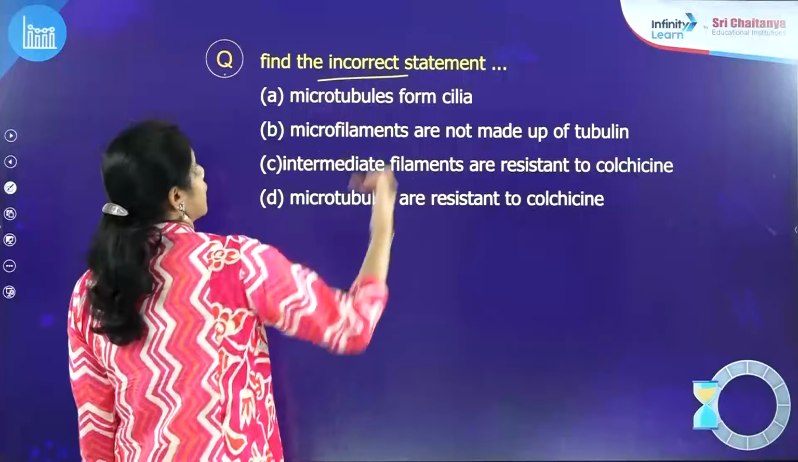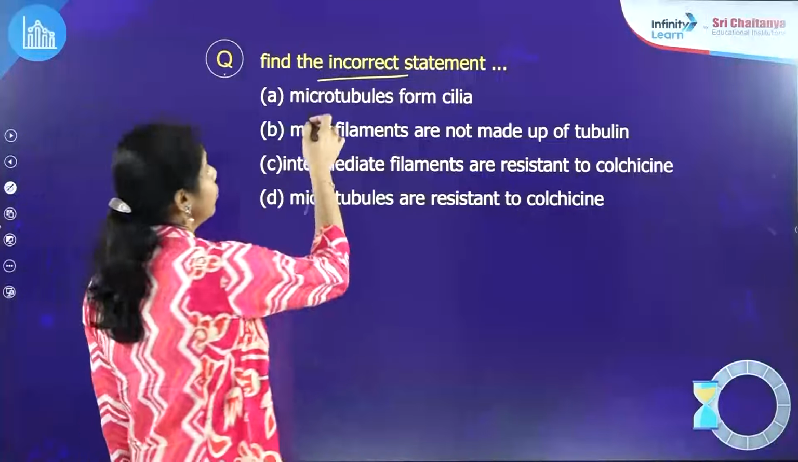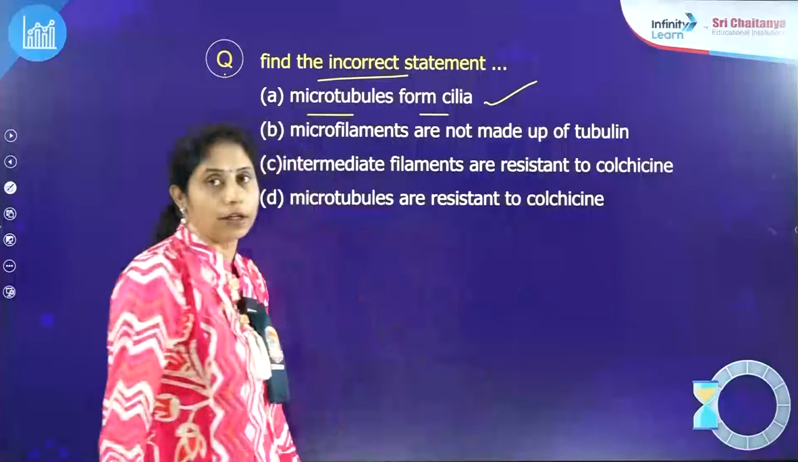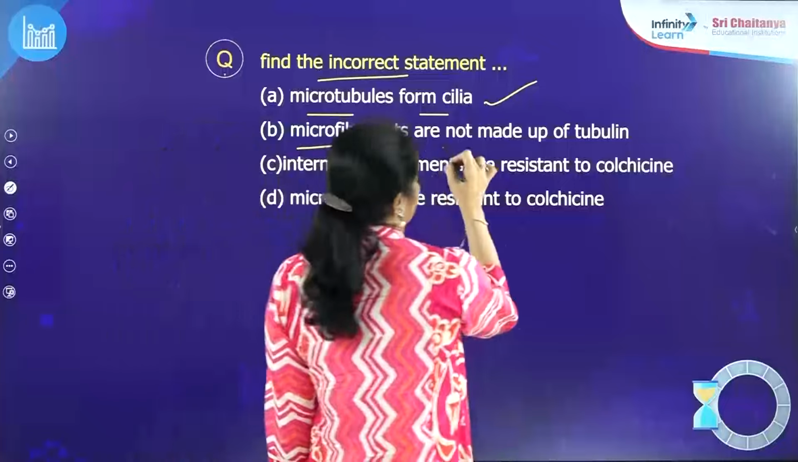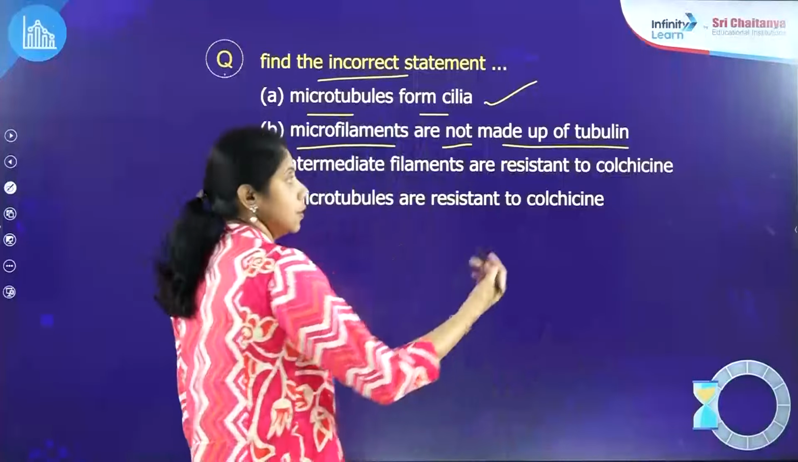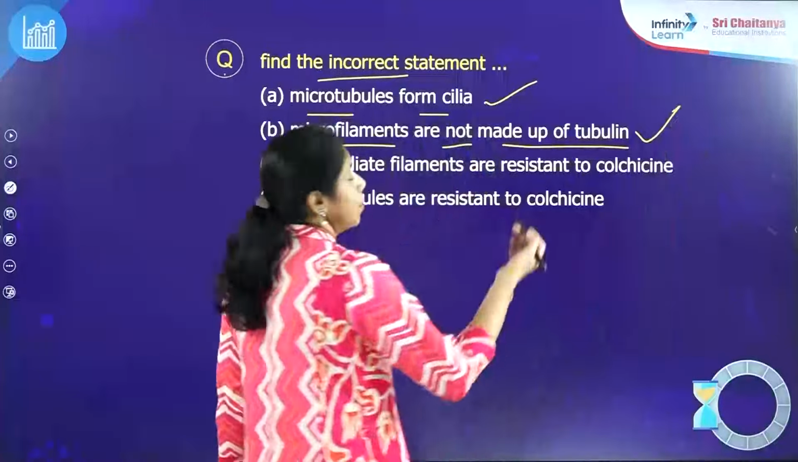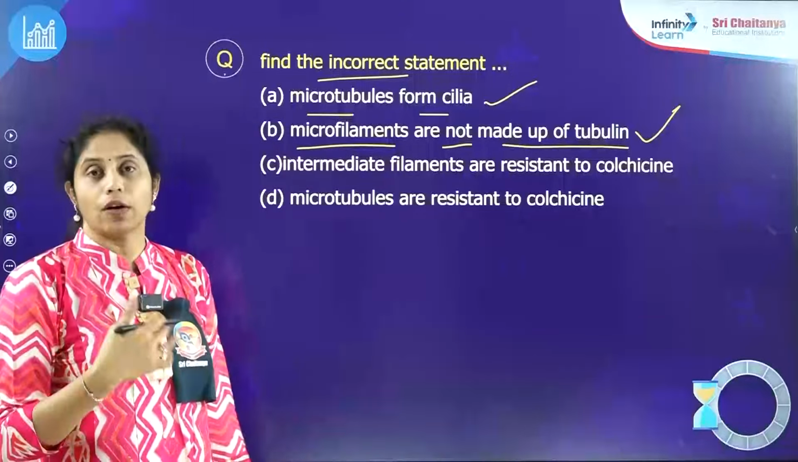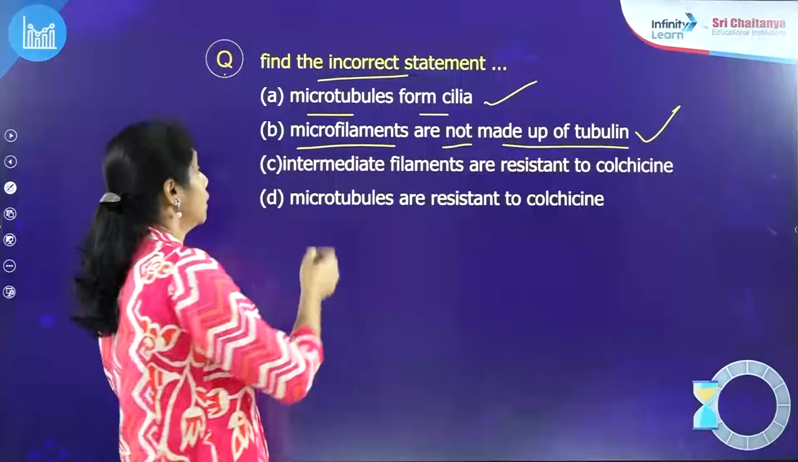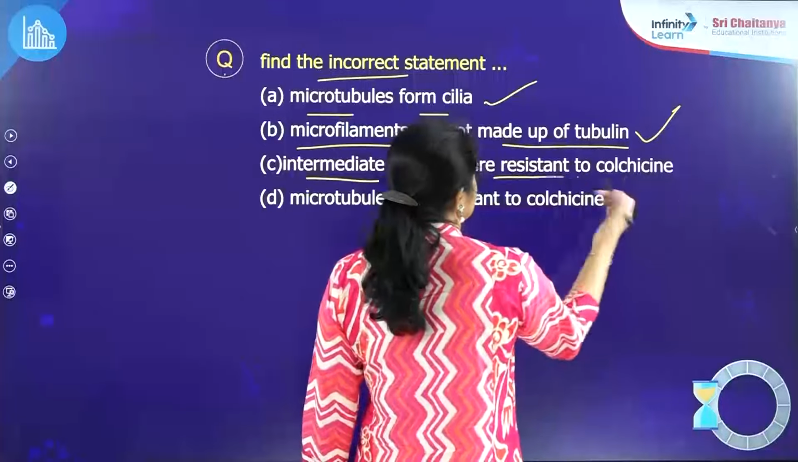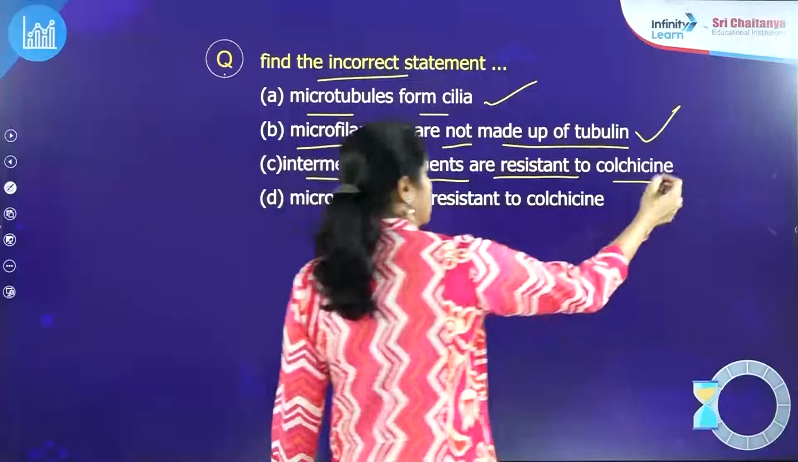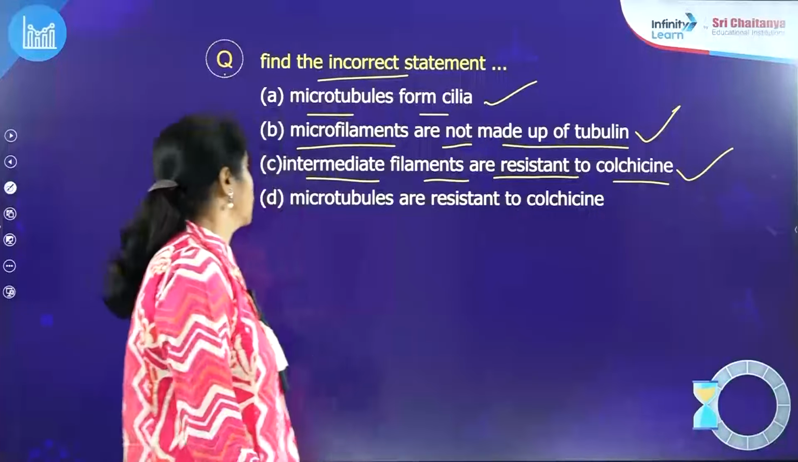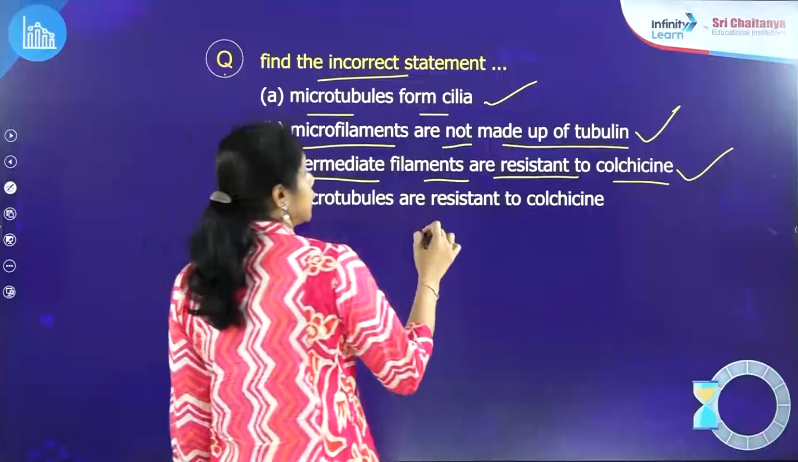Find the incorrect statement. Microtubules form the cilia. This is correct, in the explanation part I have told you already. Microfilaments are not made up of tubulin. This is also correct because microfilaments are made up of actin, so they are not made up of tubulin. That is also correct. Intermediate filaments are resistant to colchicine. They are resistant to colchicine, intermediate filaments, but microtubules are resistant to colchicine.